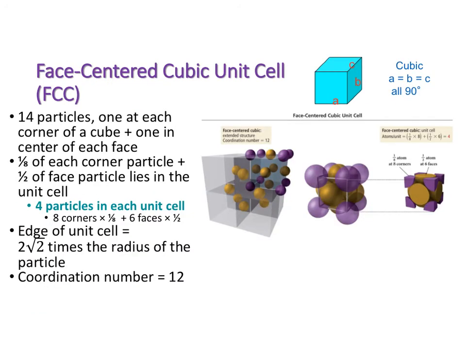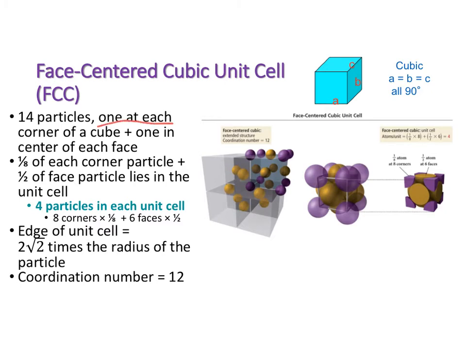Finally, we have the face-centered cubic unit cell. So as hopefully you've noticed, these are kind of getting more complicated, and that's because, you know, we start off with the simple, it just has those 8 corners. The body-centered has 1 in the center plus those 8 corners, and then this one has actually 14.